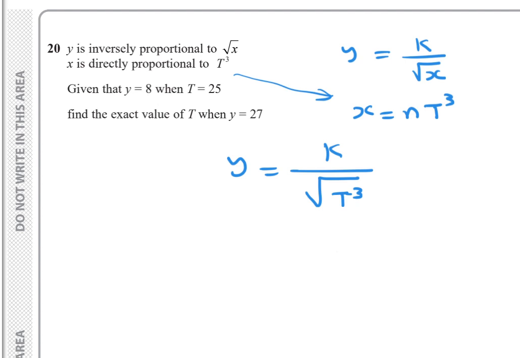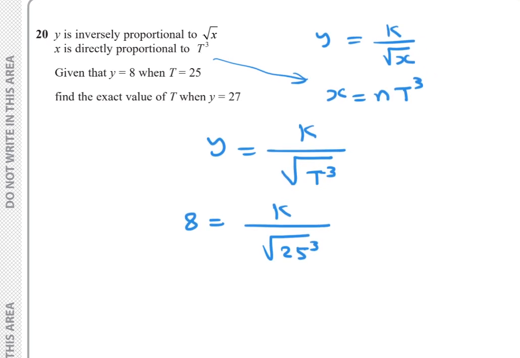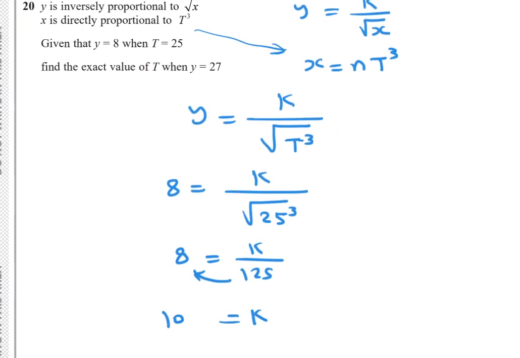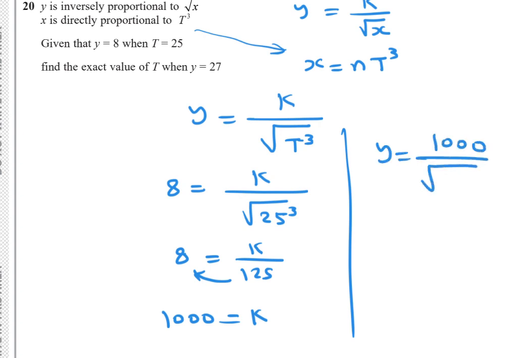Now to find this constant, y equals 8 when t equals 25. So 8 equals k over square root 25 power 3. Find square root of 25 power 3, which is 125. So 8 equals k over 125. Now cross multiply. So k equals 1000. So y equals 1000 over square root t power 3.